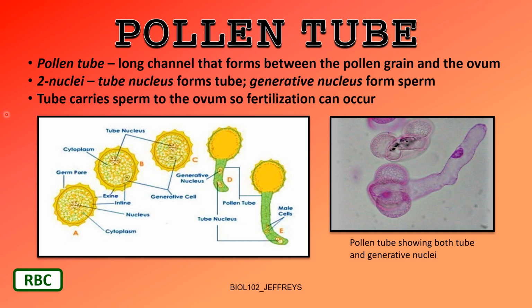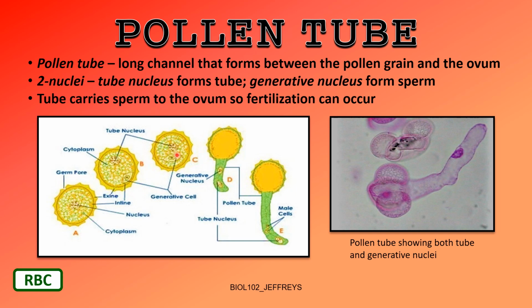Okay, so the pollen tube is a long channel that forms between the pollen grain and the ovum. And remember, the pollen tube forms down through the style of the pistil because the ovum, the egg, is down in the ovary. Okay, so here you see the pollen grain and you see all of its parts, and I'm not interested that you remember all of these parts, but there are two nuclei within the pollen grain, and one of them is referred to as the tube nucleus and the other is the generative nucleus.